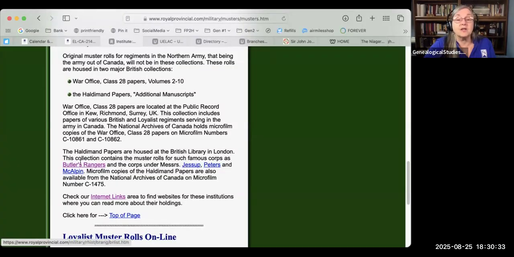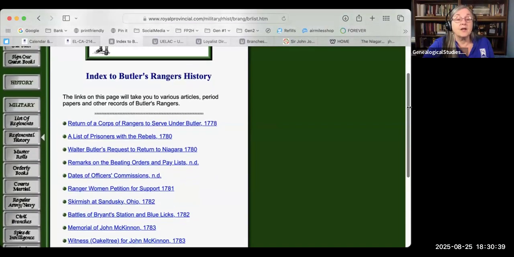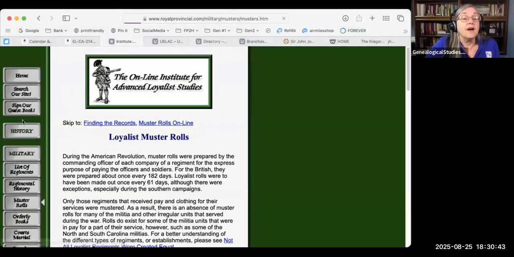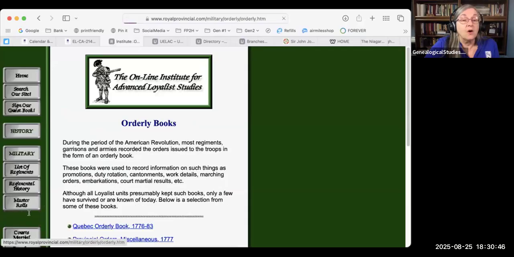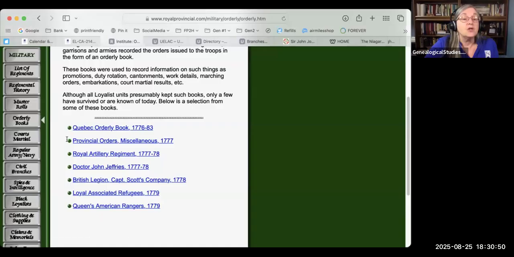So here's Butler's Rangers again. If I went there, yeah, it's going to go back to there because it has muster lists on there. Okay, and then the muster rolls, orderly books, some of those, and he has links. So this is really a place to go and look and see if you can find something.